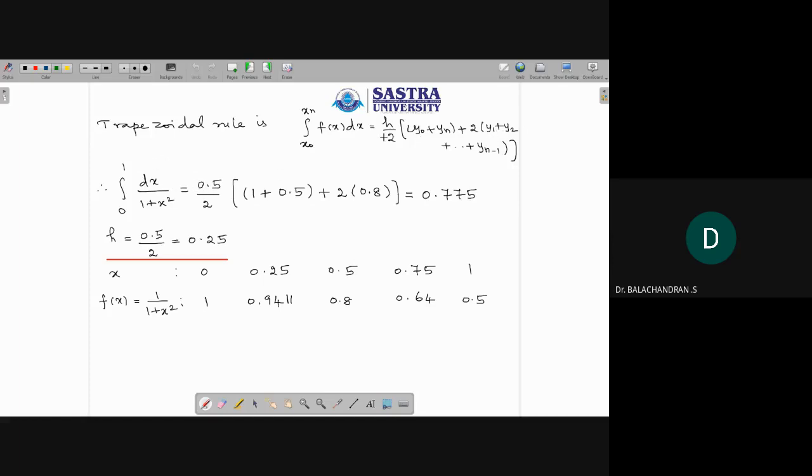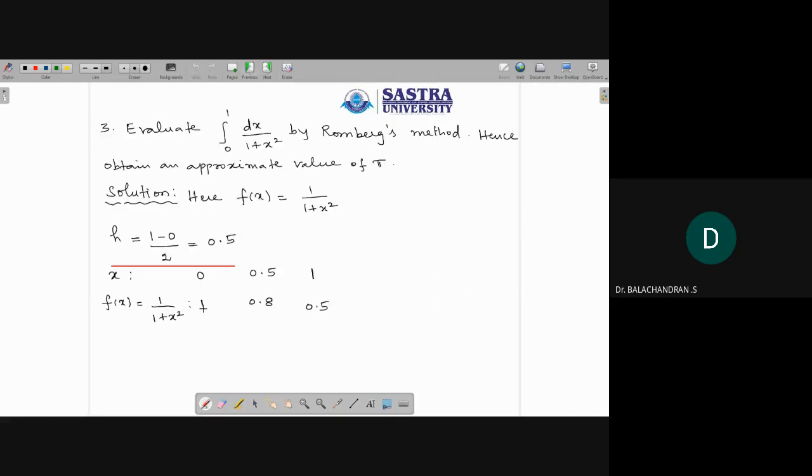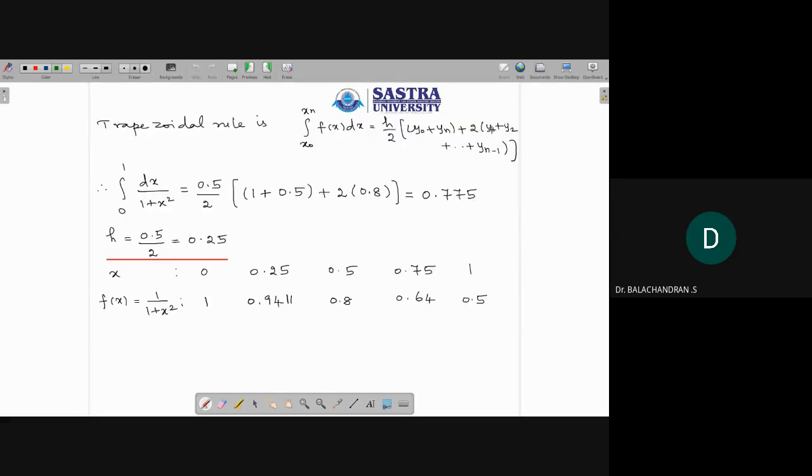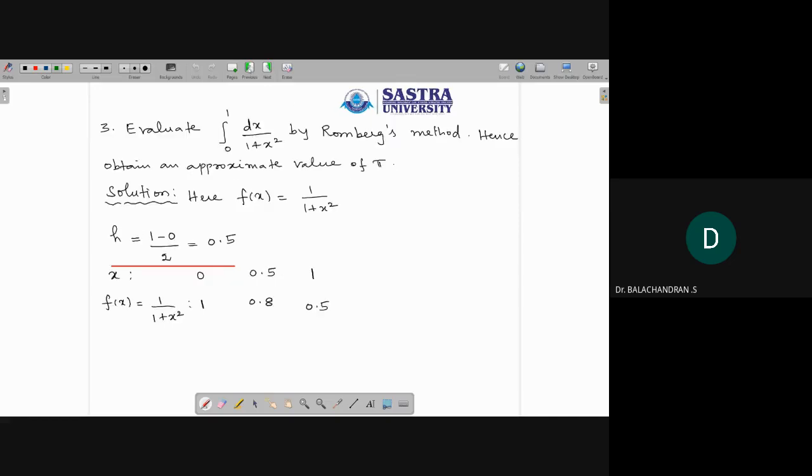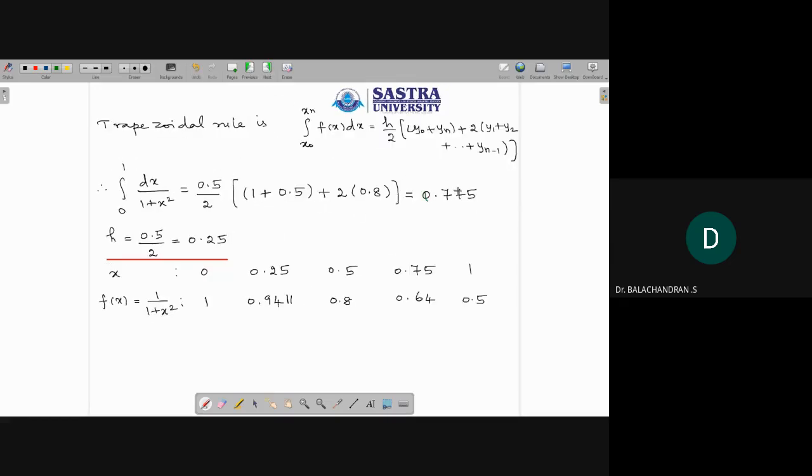Okay, that is equal to h is what? 0.5 divided by 2, y naught plus first value and last value, 1 plus 0.5, plus 2 into remaining values. The remaining value is only 1, 0.8. So I am getting the value 0.775.